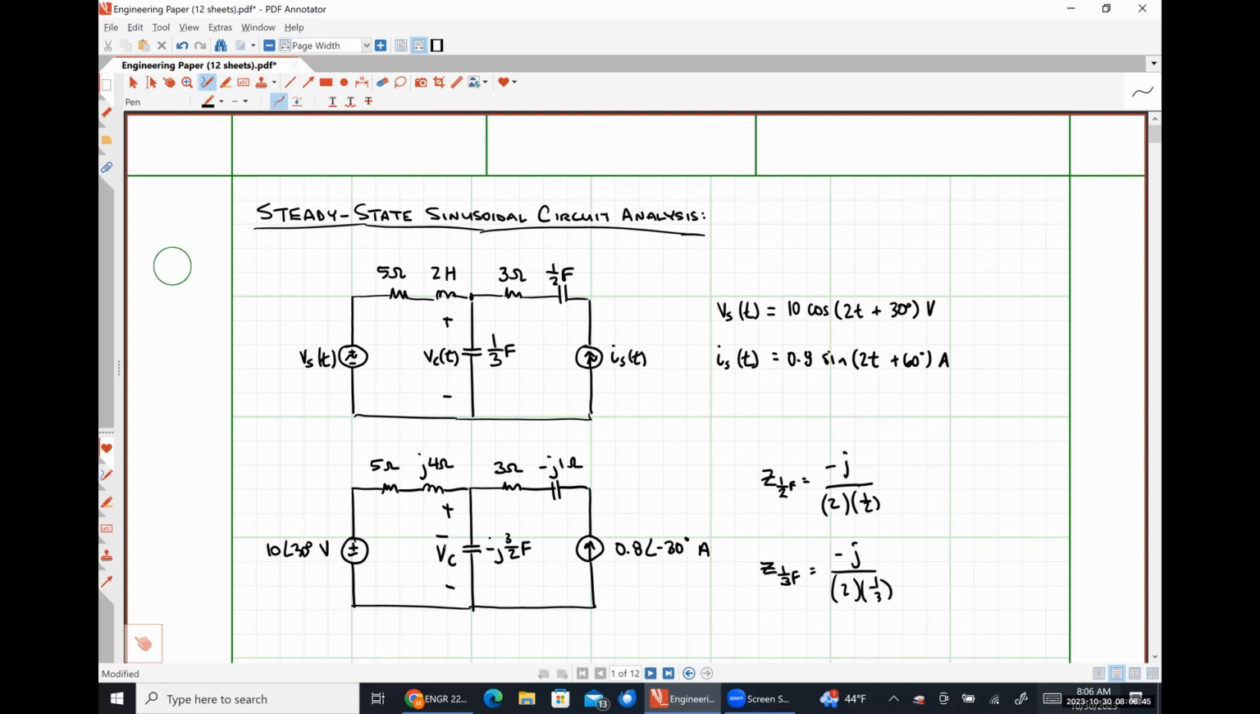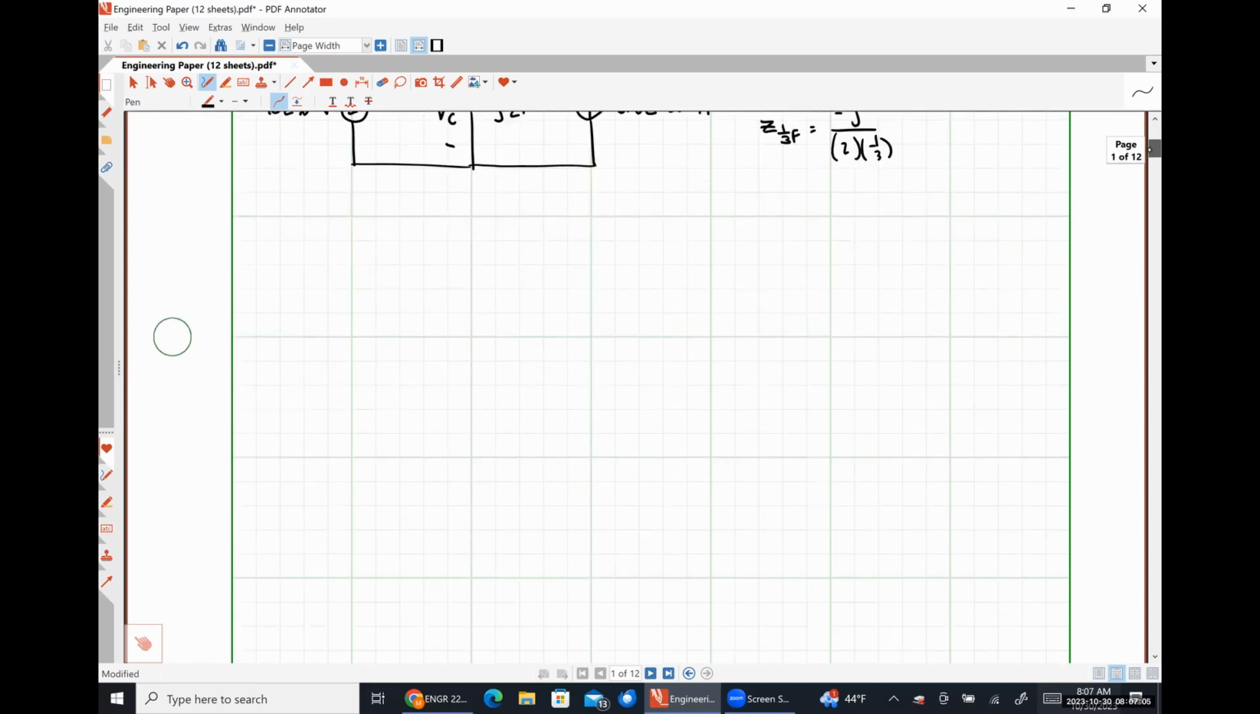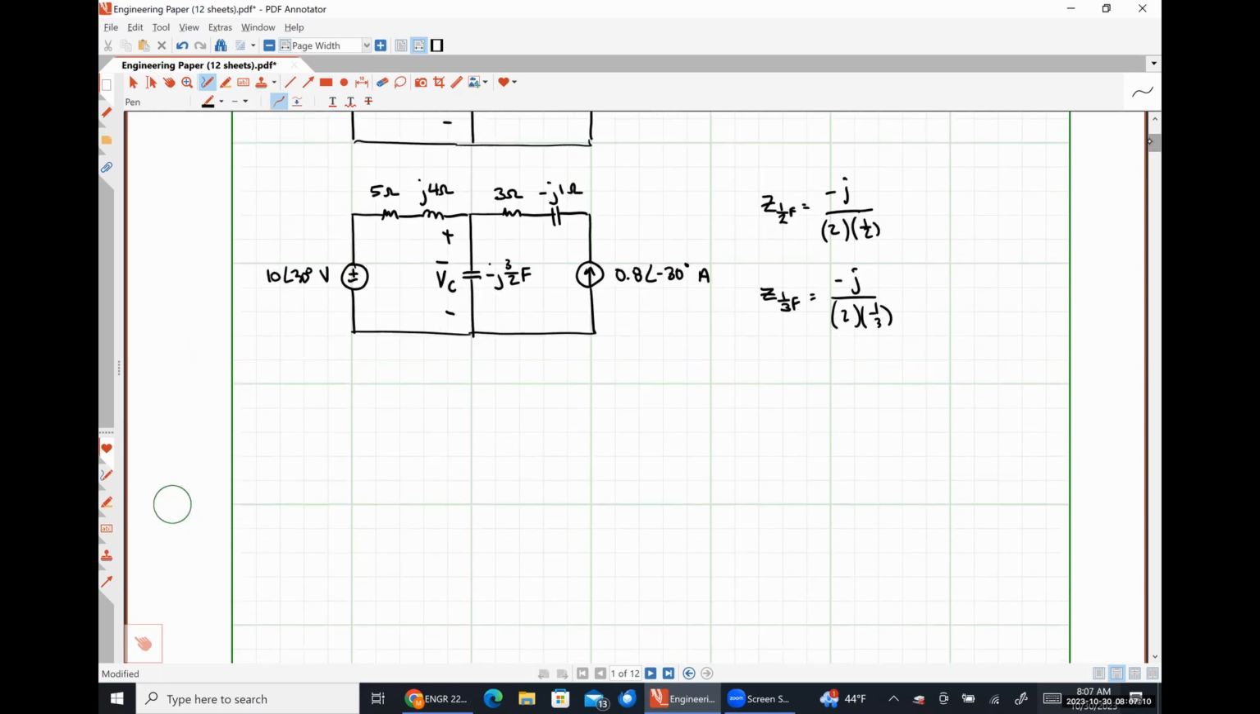All right, so because you guys specifically asked to have superposition, voltage division, and current division reviewed, I'm going to work this problem using superposition, voltage division, and current division. Okay. So using superposition, we're going to work this problem twice.